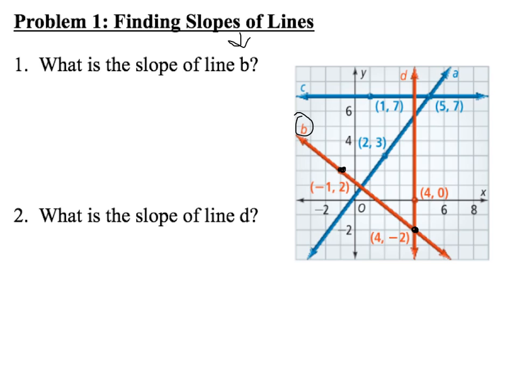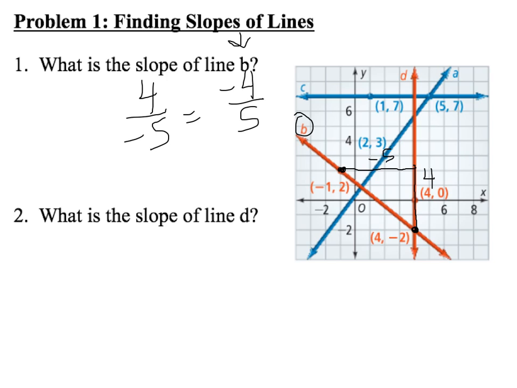So my rise would be 1, 2, 3, 4, and that's a positive 4 because I'm moving up. And my run would be 1, 2, 3, 4, 5. This would be a negative 5 because I'm moving to the left. Anytime you move left or down, it's negative. Up or right, it's positive. So my slope here is my rise over run, which is equal to negative 4 over 5.